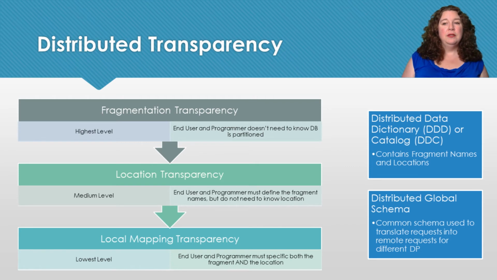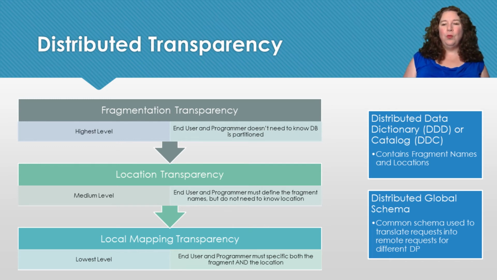The medium transparency level is called location transparency, where we must define which fragment we're going to, but we don't really need to know where that is. So we can say the fragment that holds customer data. And I can just say customer data fragment, and they're like, okay, cool, I know where that is. It's okay, you're good. And I can say, okay, good, because I don't even know where it is. So that's location. We don't care where the actual location of the fragment is. We simply need to know what fragment we want.